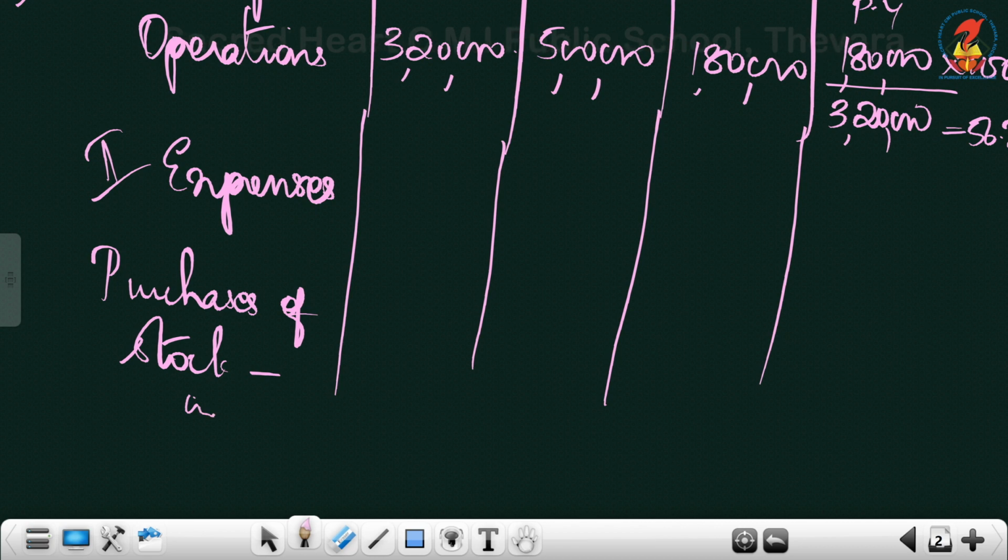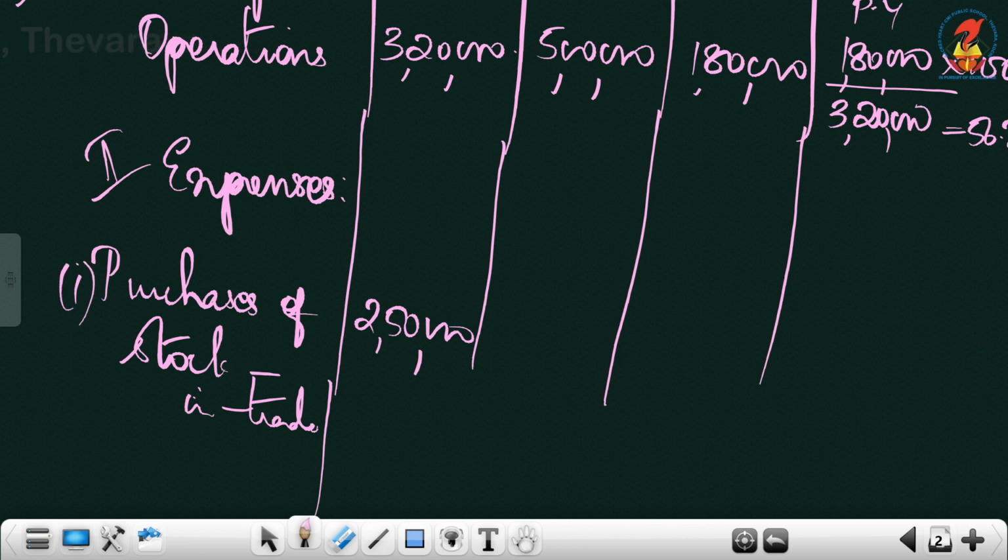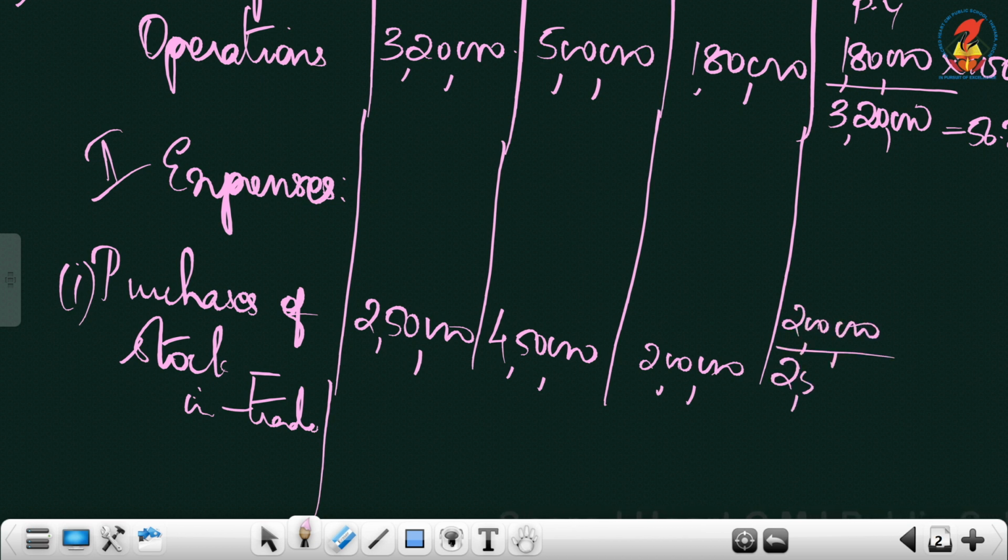Purchases of stock in trade, take previous year first, that is 2,50,000. You can give subheads, that is 1, 2, 3. If you don't give also fine, but give the main head expenses. 2,50,000 and 4,50,000. So the absolute change, current year minus previous year, 4,50,000 minus 2,50,000. Then convert it into percentage, it will be 2 lakhs divided by 2,50,000, the previous year's value, into 100. It is 80%. You can write 80, we have written percentage within brackets already.